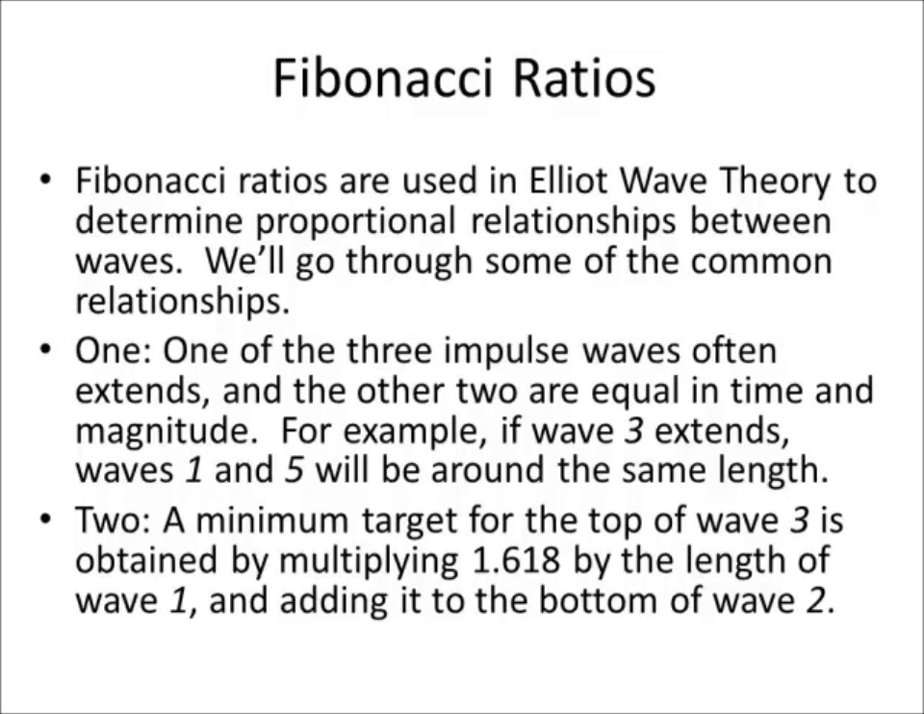So to get the target for the top of wave 3, we take the length of wave 1, multiply it by 1.618, and add it to the bottom of wave 2. So we take wave 1, it'll increase in size because we're multiplying it by 1.618. We move that to where the bottom of wave 2 starts, and that length should tell you the target minimum top of wave 3.